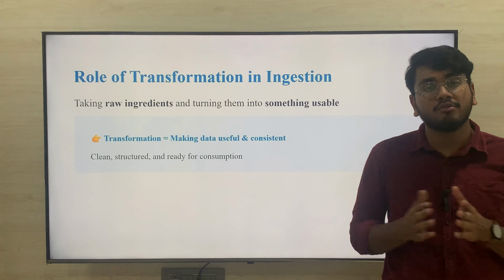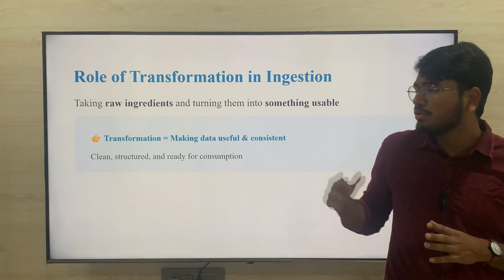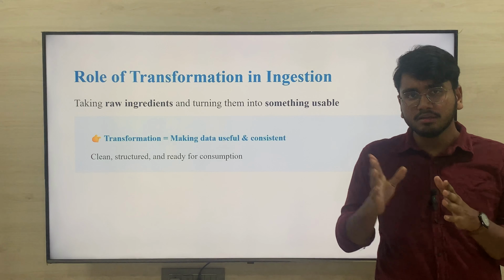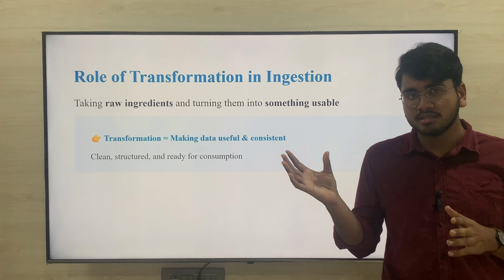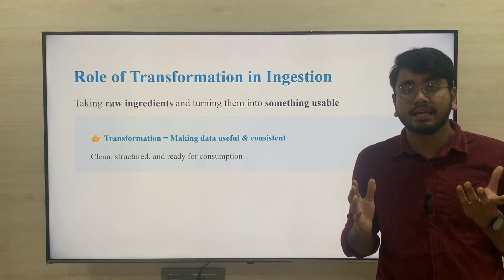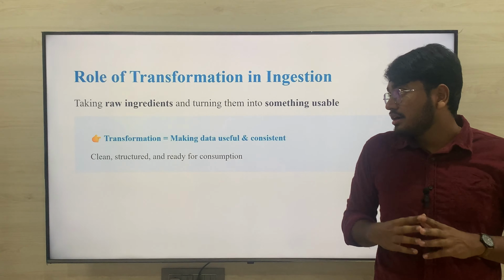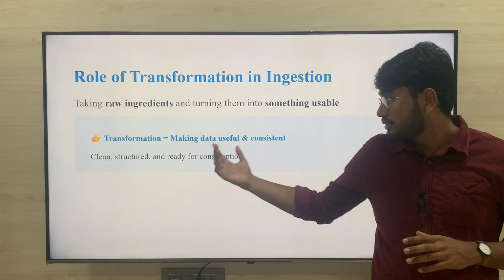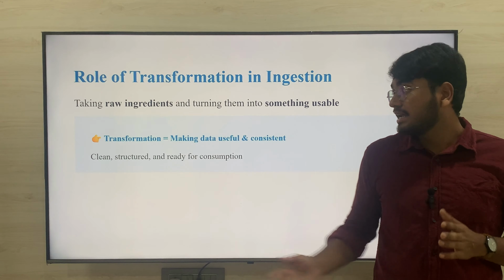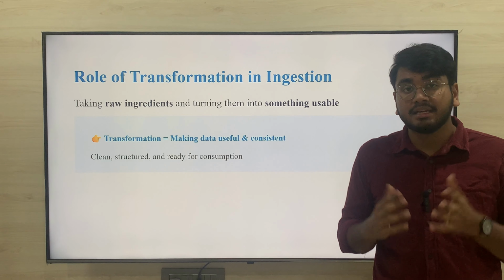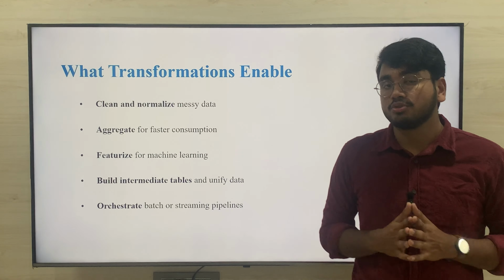So now that we have looked over queries, now let's go to transformations. So the role of transformation is simple. It's used to change the data. So this involves taking raw ingredients and converting them into something useful like ML insights. Transformation can be said as making data useful and consistent. Using this tool, we perform operations like cleaning, structuring the data, and making the data ready for consumption.